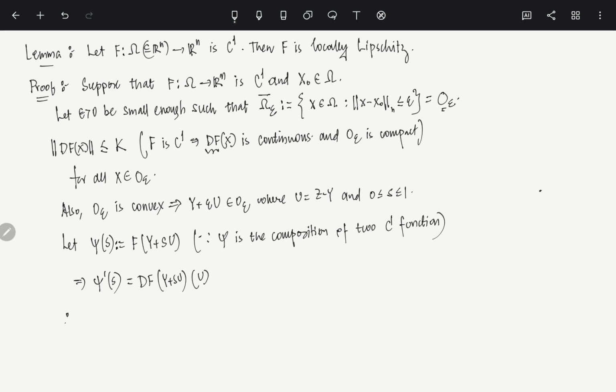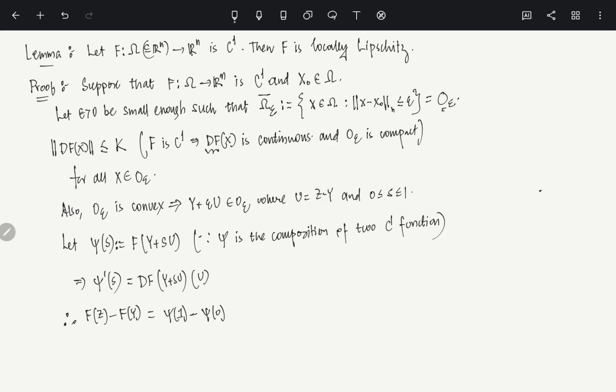So therefore, what is F of z minus F of y? You remember, for any y and z in that ball, I need to show that F of y minus F of z is dominated by the norm of y minus z. Clear? So I am looking for F of z minus F of y. If we do that, this is nothing but psi of 1 minus psi of 0. Psi of 1 is nothing but F of z, and psi of 0 is nothing but F of y, right?